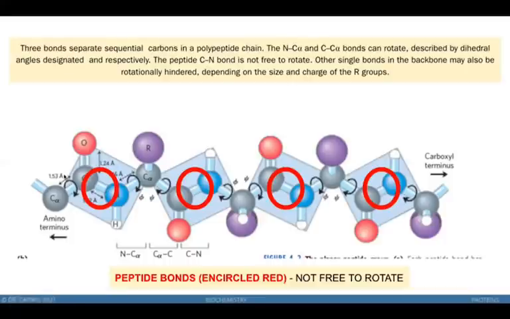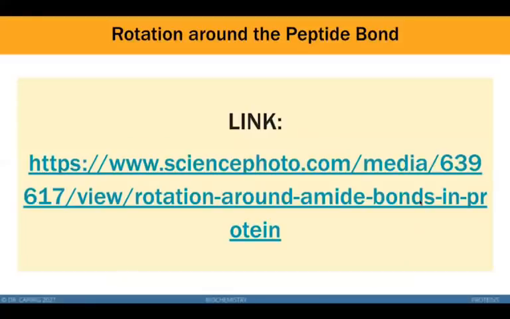Okay, so that is the reason why there is a planar configuration, and that is not movable. These peptide bonds are not movable. They have no capacity to rotate. Only the phi and psi angles have the capacity to rotate. Okay, so please click this link later.